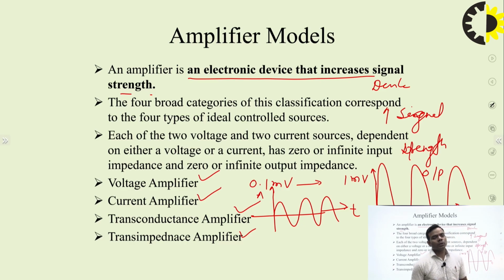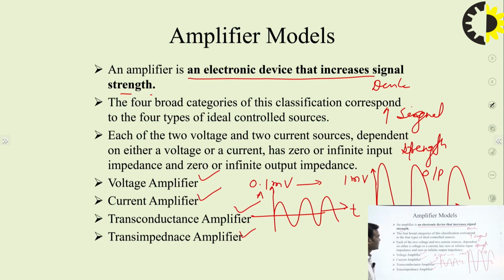If I talk about the voltage amplifier, for example, if I am giving voltage as an input and getting voltage as an output, then this type of amplifier comes under the category of voltage amplifier. If I am giving input as a current signal and the output is also a current signal, then this type of device can be modeled by a current amplifier.